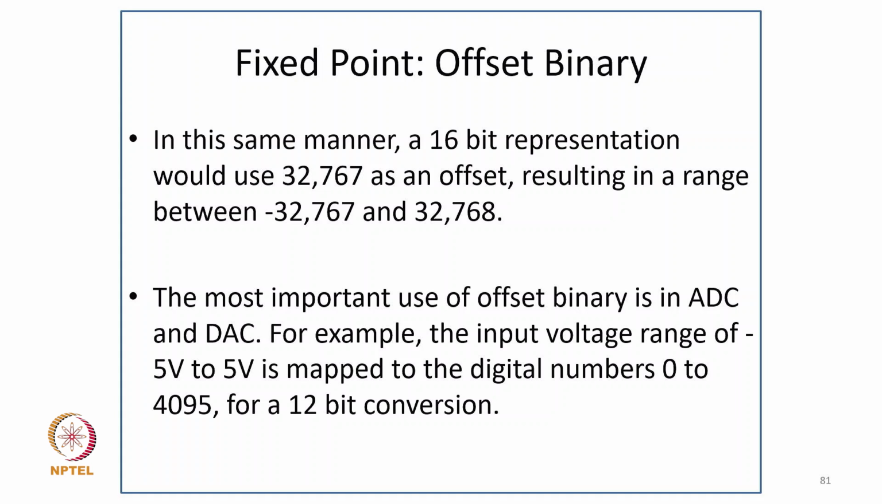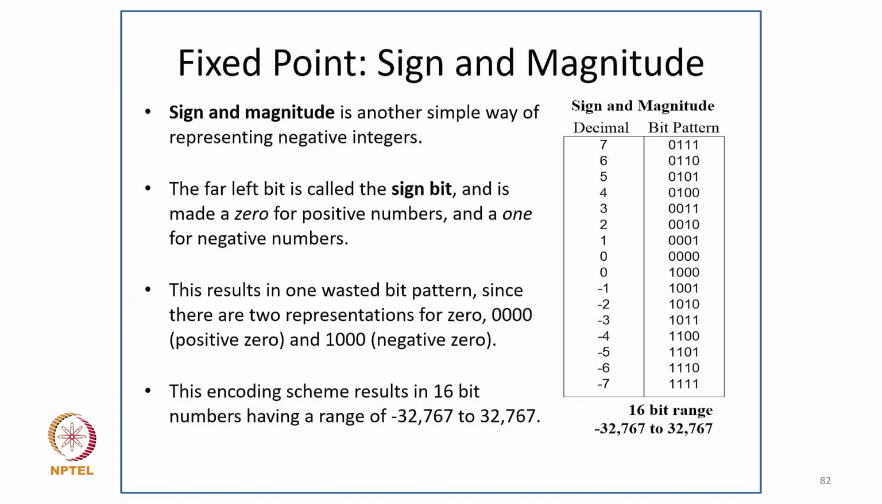For example, the input voltage range of -5 volt to 5 volt is mapped to the digital numbers 0 to 4095 for a 12-bit conversion. Now, coming to fixed point sign and magnitude, how we put it.